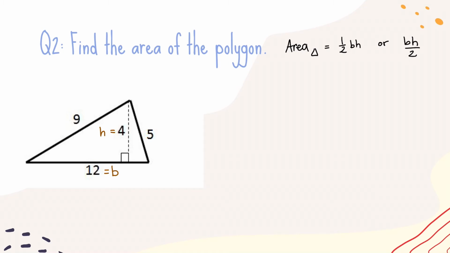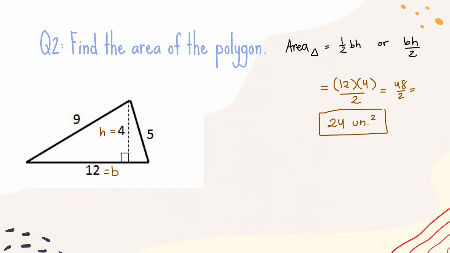So using these values to calculate my area, I'm going to use maybe the second formula. So base is 12 times height is 4, and then I'm going to divide that by 2, which is 48 divided by 2, which I get 24. And then there's no units on here, so I'm just going to put units squared, and that's my area for my triangle.